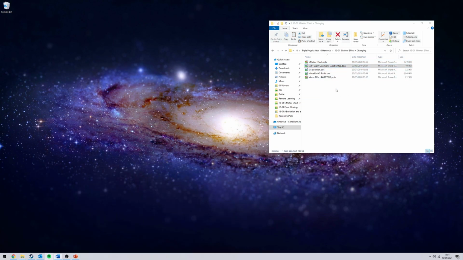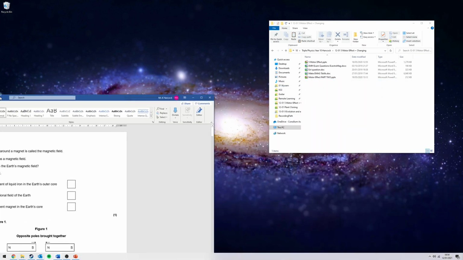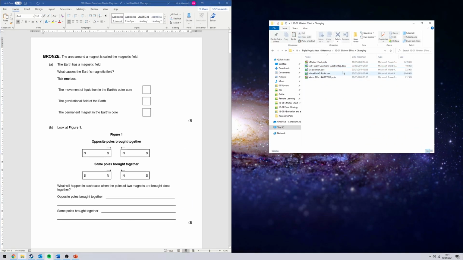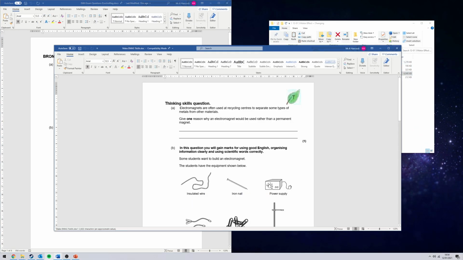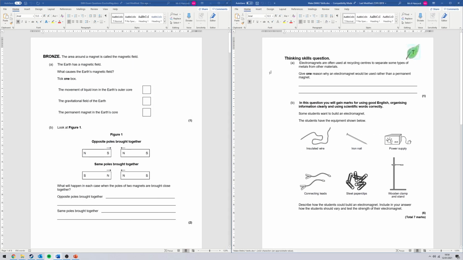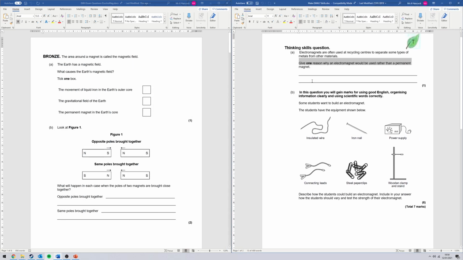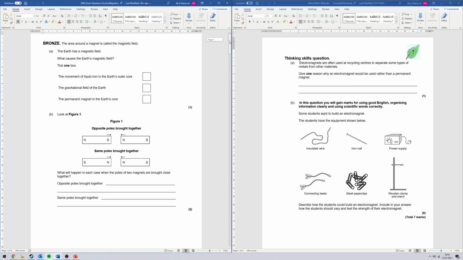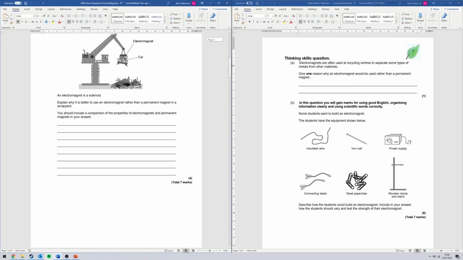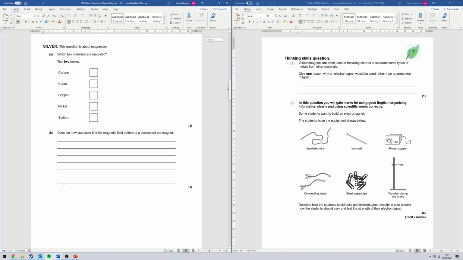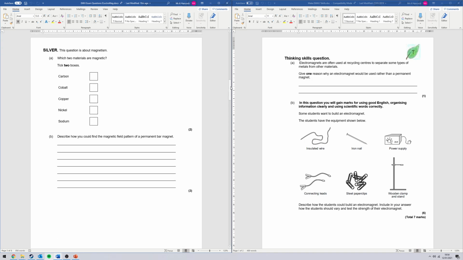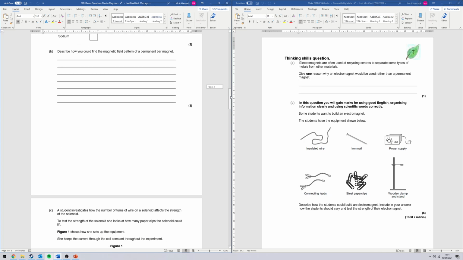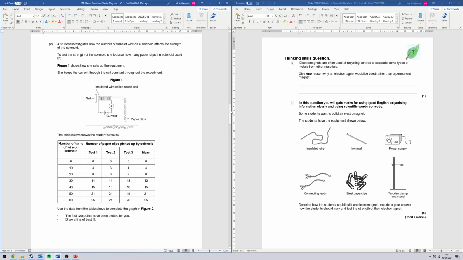I'm going to go into these. Here are your bronze, silver, gold questions. Here's your thinking skills question, making an electromagnet. If you're really struggling, this is your bronze task, right? You should be able to get this done pretty quickly. If you're a bit more confident, choose one of these ones. Again, we've seen some of these questions before. Most of them are pretty easy. It's just you haven't done stuff in a while, so you'll have to jog your memory a bit.